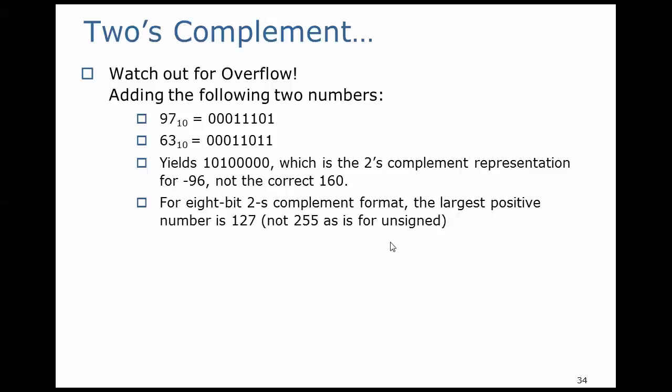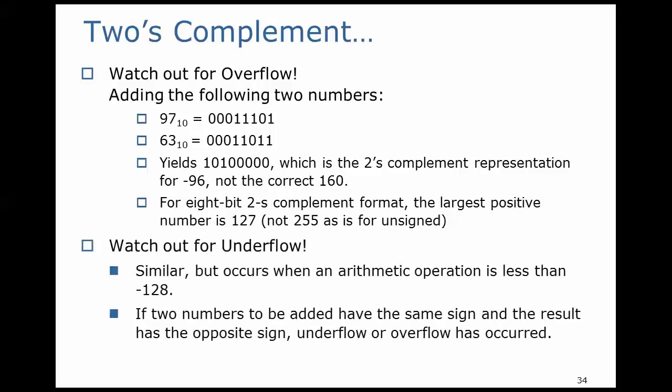255 is 2 to the 8 minus 1. For an unsigned 8-bit binary number, remember that we have values from 0 up to 2 to the 8 minus 1. So we have 256 values starting at 0, and the maximum value is 255. Now we're sharing those values with both the positive and the negative integer values. So watch out also for underflow.